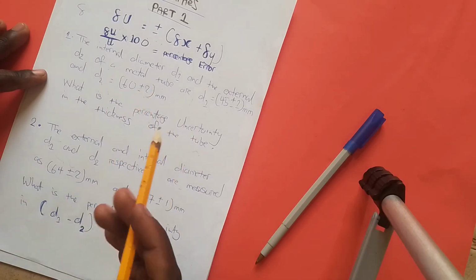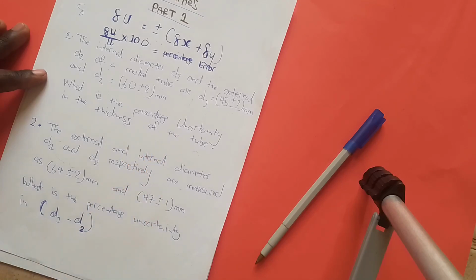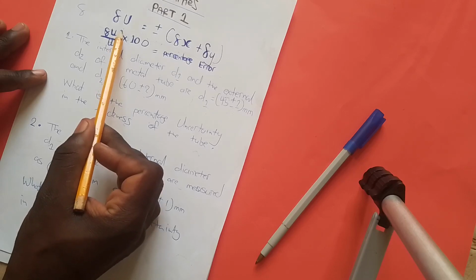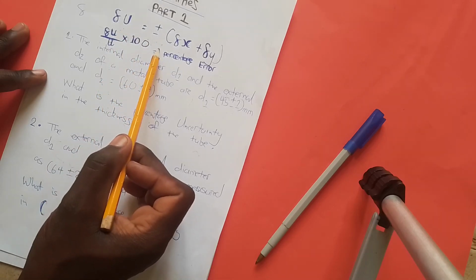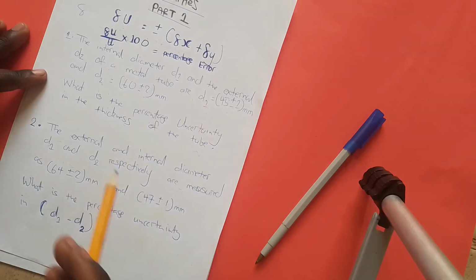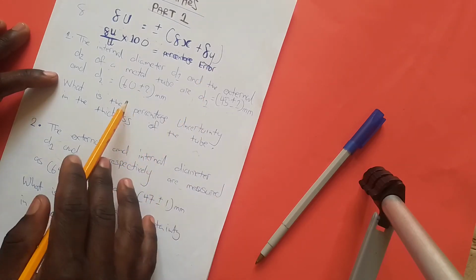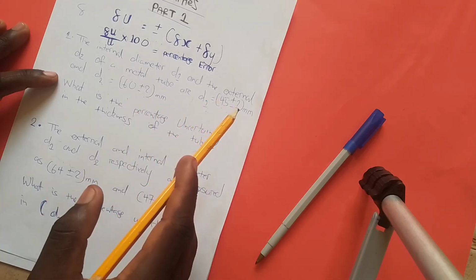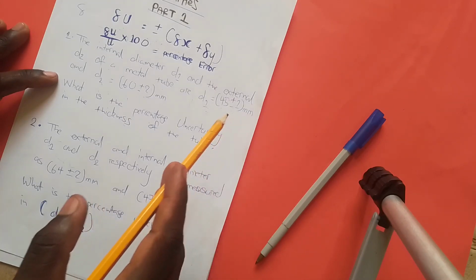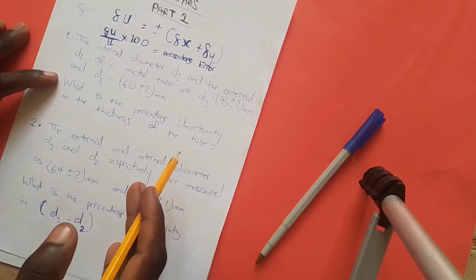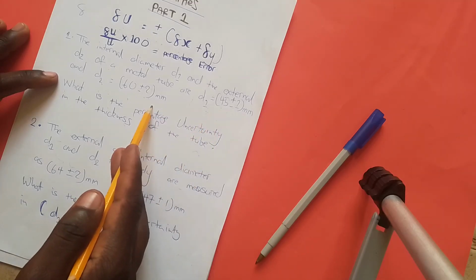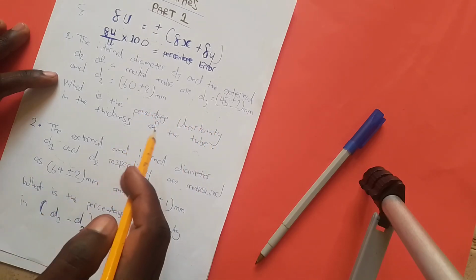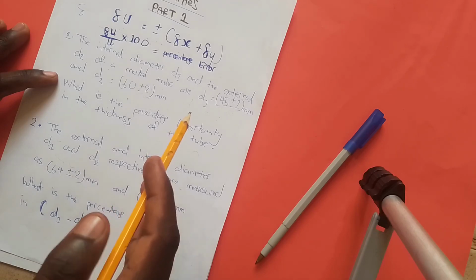The rule says whether you're adding or subtracting, you just add the uncertainties. The uncertainty in u is equal to plus or minus the uncertainty in x plus the uncertainty in y. Therefore, we subtract 60 minus 45, which gives 15 millimeters. That's the thickness of the tube. But we are adding the uncertainties, 1 and 2, the uncertainty in d1 plus the uncertainty in d2. So it will be 15 plus or minus 3 millimeters.